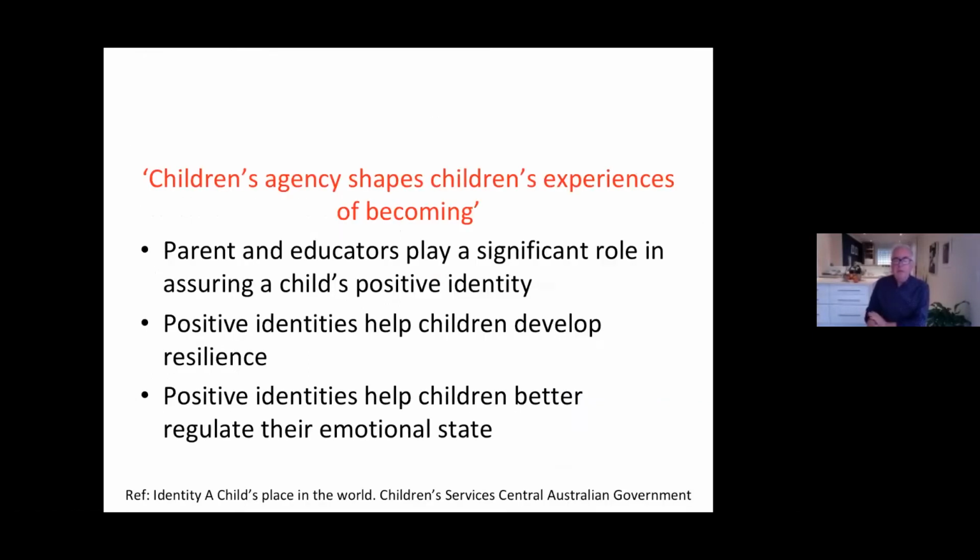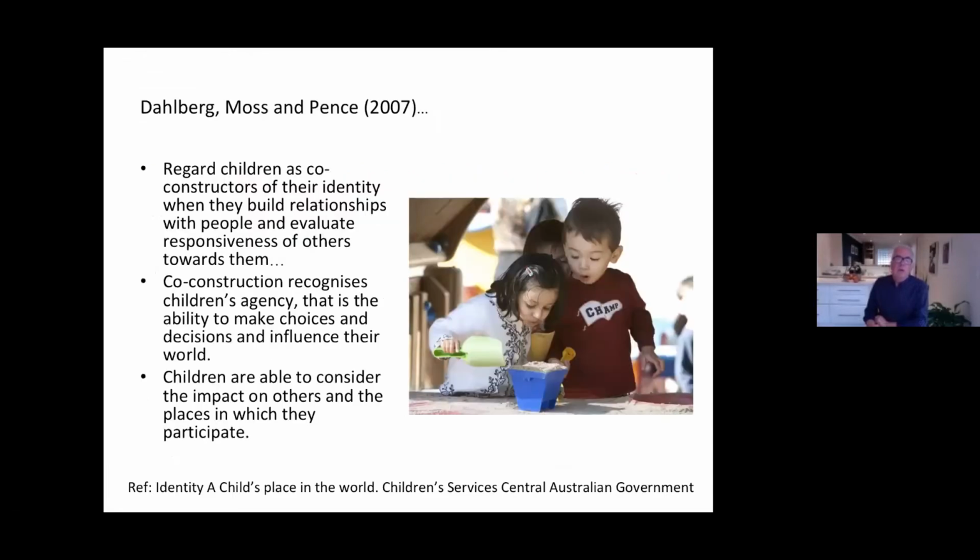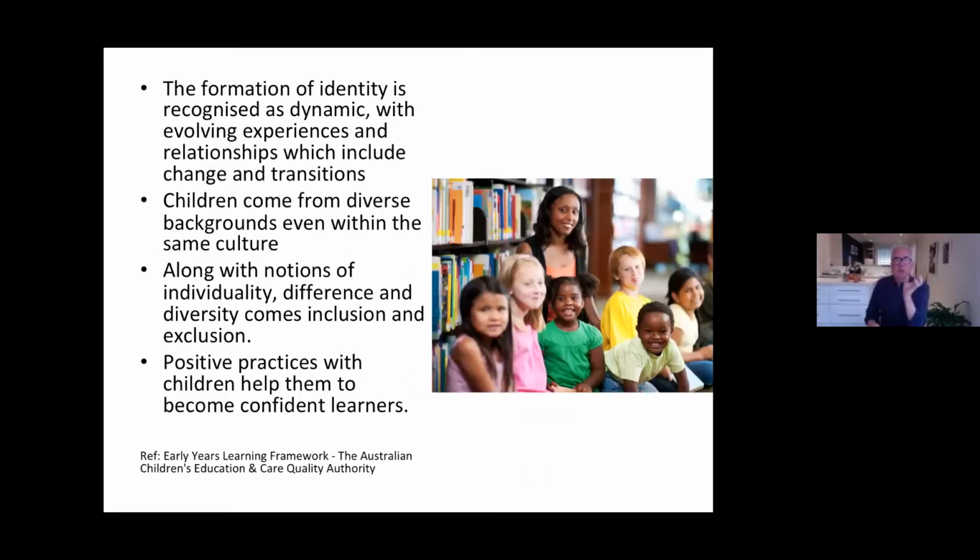Parents and educators play a significant role in assuring a child's positive identity. A positive identity can help children be resilient and emotionally stable. So you need to be a co-constructor of that identity. What can you do with your child to make them feel positive and to look towards themselves? Co-construction is something that you and they can do together.